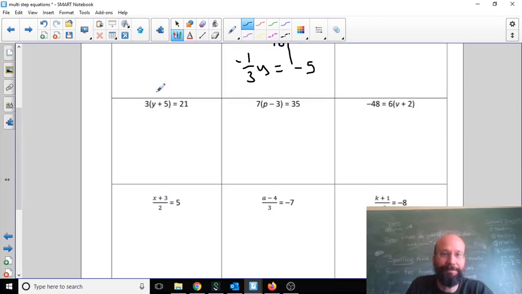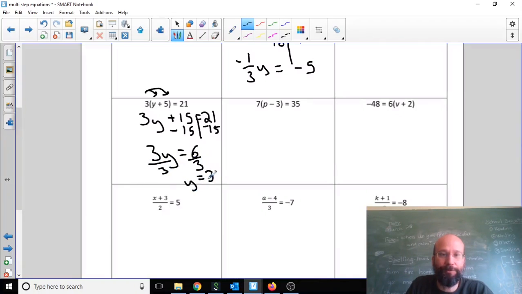This is multiplication, and it's multiplying to the whole thing. The way I like to do these is to distribute the 3 first, just because the distributive property is something that you're going to see through the whole year, and you need to get used to multiplying it. So 3 times y is 3y, 3 times 5 is 15, equals 21. Now we're back to a 2-step equation. We just move this 15 over by the opposite, which in this case is subtract. So we have 3y equals 6, and then divide by 3.